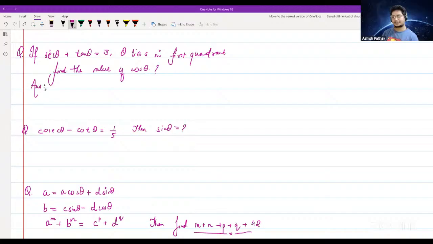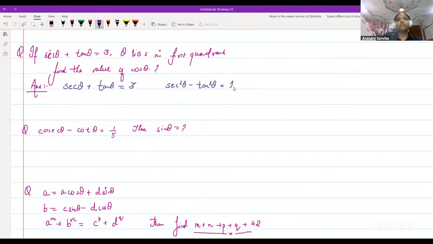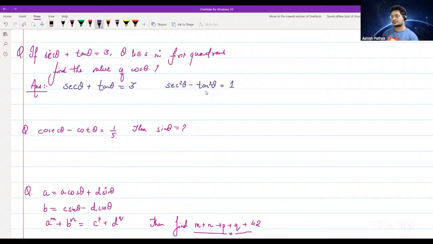If I write the answer for this particular question, I will write it like this. Sec theta plus tan theta is equal to 3. Now, see this. Can you tell me what will be the value of sec square theta minus tan square theta? 1. Is it a square minus b square? So if I want to write sec theta minus tan theta, that will become 1 over 3. Is it correct?